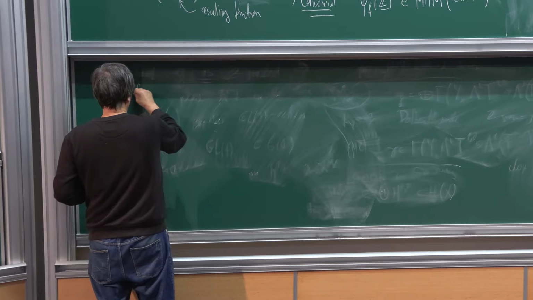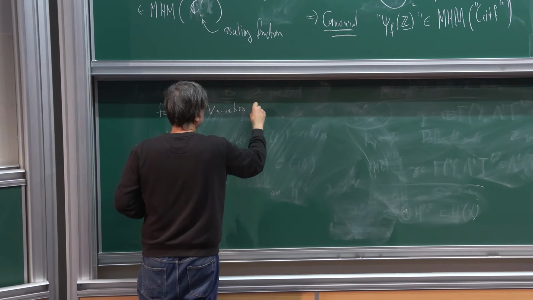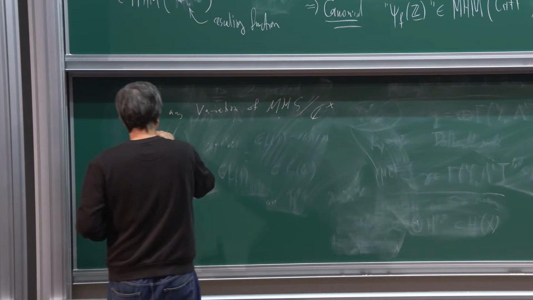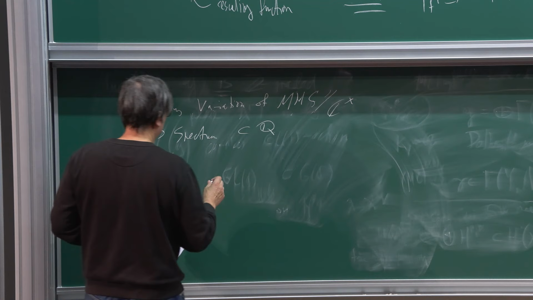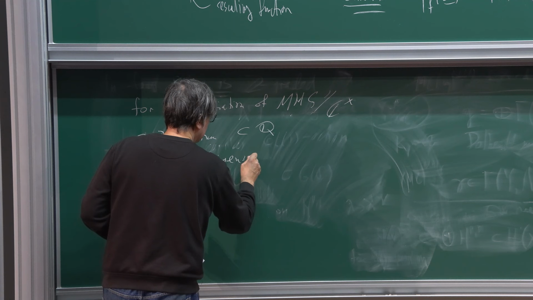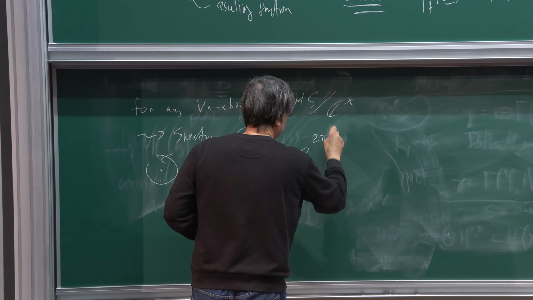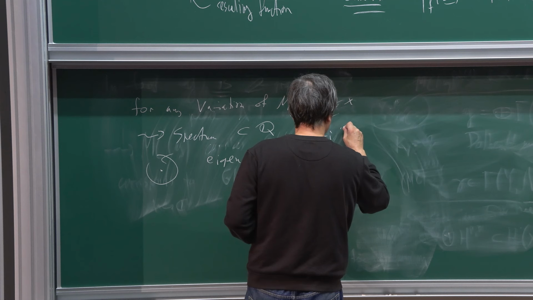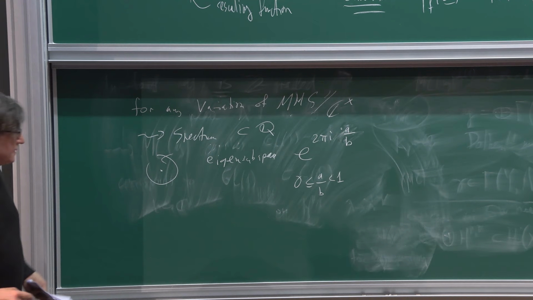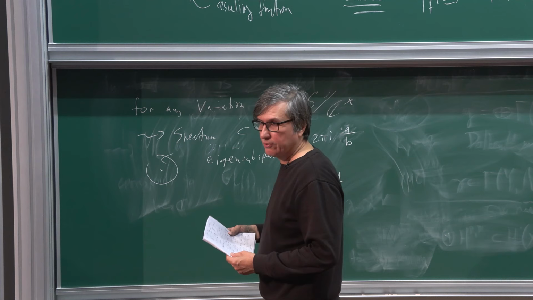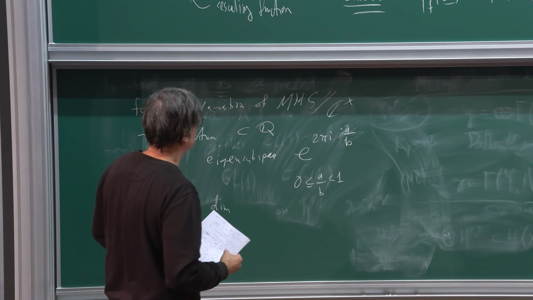For any variation of mixed Hodge structures on C star, one can also associate a spectrum with multiplicities in rational numbers in the following way. First, you consider the monodromy, and you consider the eigen subspace where monodromy is exponent 2 pi i times some number a over b, some rational number. And here you consider the dimension of graded components of the Hodge filtration, ignoring the weight filtration. Is it the generalized eigen subspace or the actual eigen? Generalized.